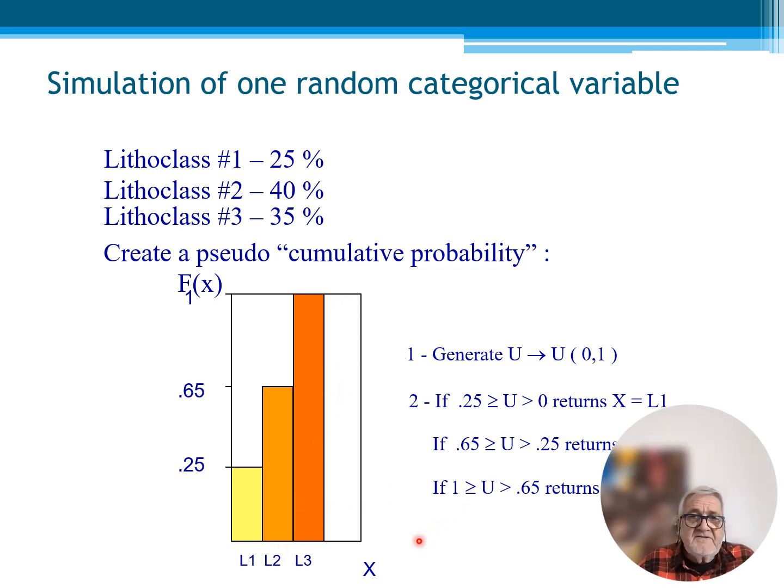And the procedure is the same. Generate one random number. If the random number drops between 0 and 0.25, the first lithoclass is generated. Remember, this is a categorical variable. There's nothing in the middle, there's no interpolation. If it drops between 0.25 and 0.65, it's the second lithoclass, and otherwise it's the third lithoclass.